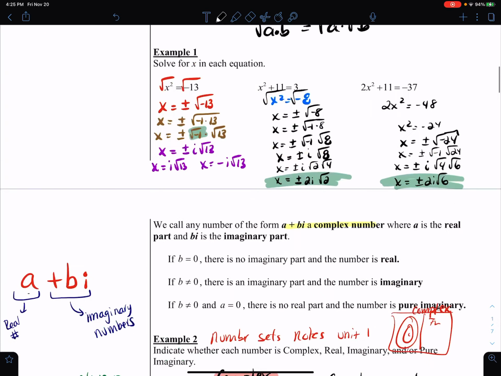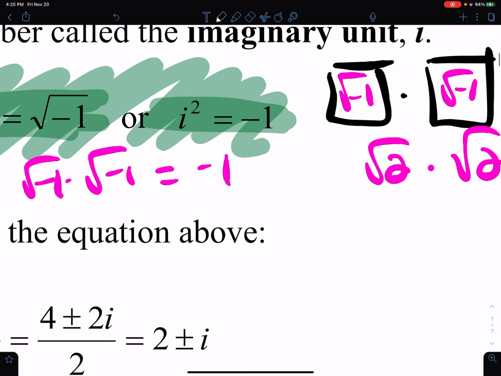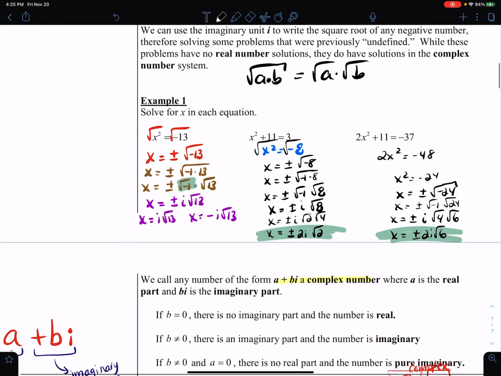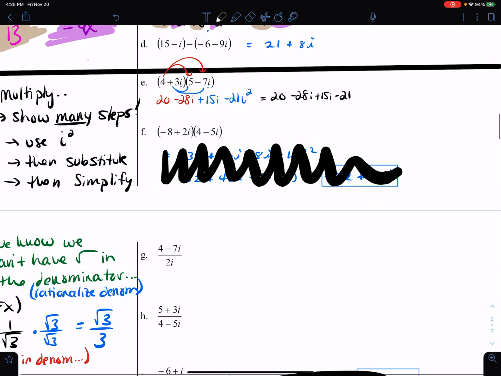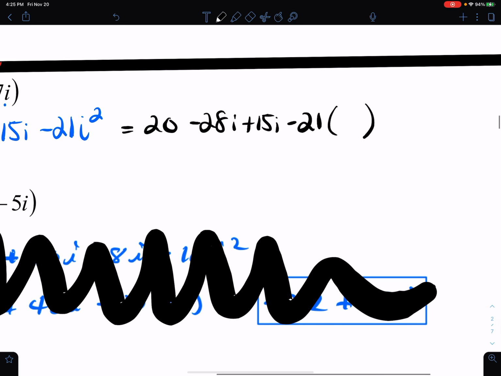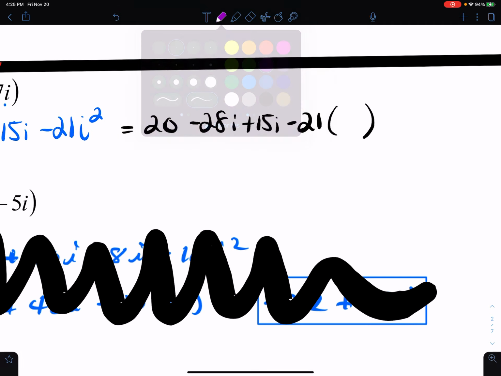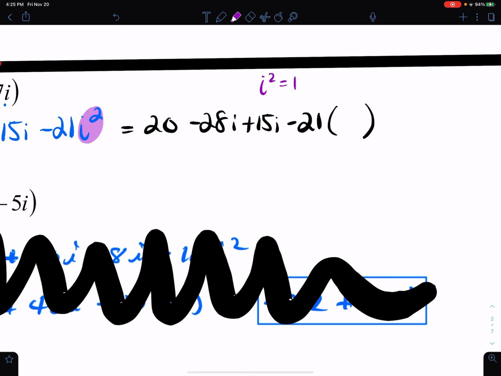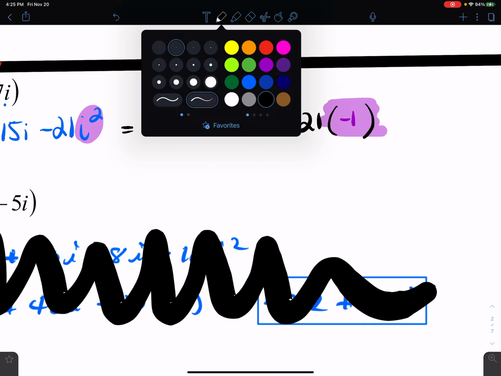We said at the beginning that we had to memorize that i squared is just a different way of writing the number negative 1. So when I see that symbol, I want to replace it with an empty set of parentheses so I can fill it in with what it's equal to. If i squared is equal to negative 1, wherever I see that symbol, I replace it with a set of parentheses and put in a negative 1. Then you can simplify to get your final answer.